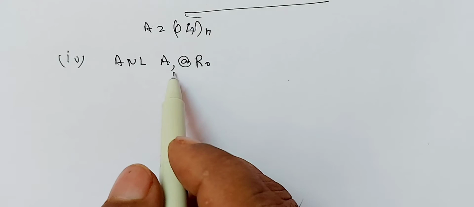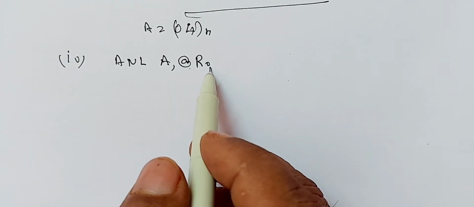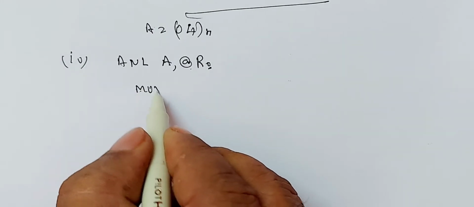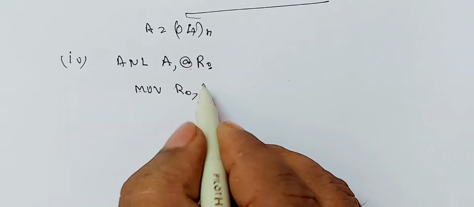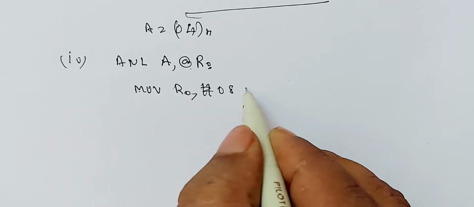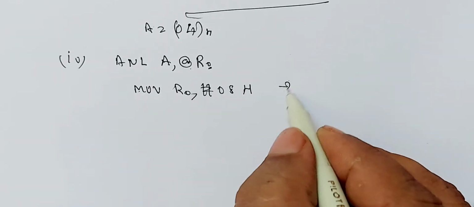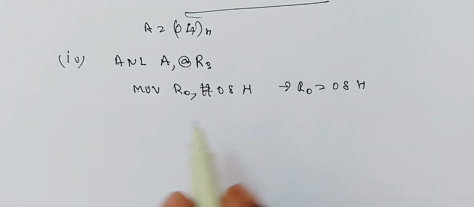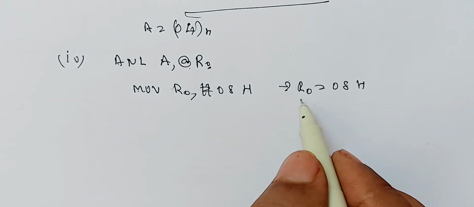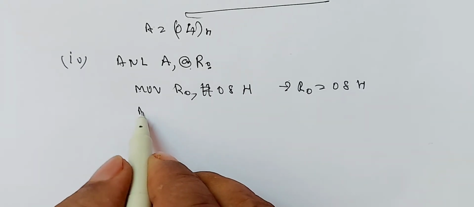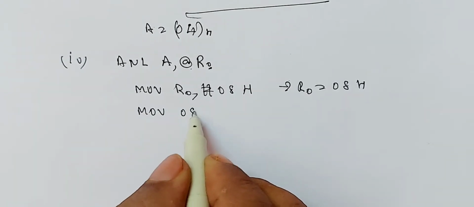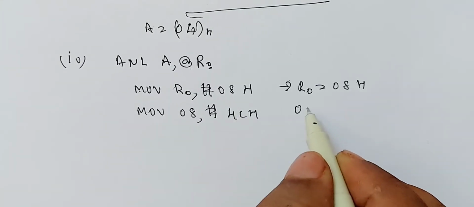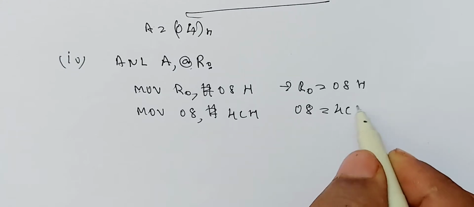Here AND logic A comma at R0. With an example, I will give the address for R0 first. Move R0 comma hash 08H. That is, load R0 as 08H. Now, next step, take 08 as the address in R0. Therefore, now I will write move 08 comma hash 4CH. That is, address 08 now contains 4CH.